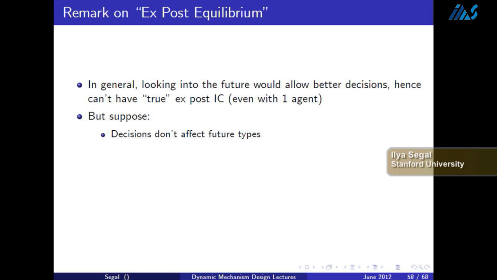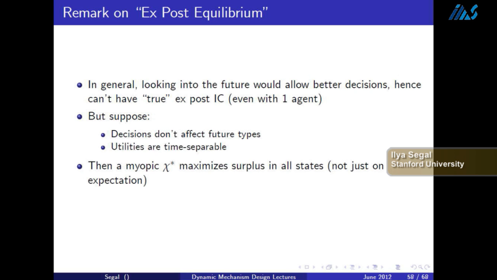But you can imagine some cases in which looking into the future does not help. For example, where the optimal decision rule is myopic. This is an example where decisions don't affect future types and you have time-separable utilities. Then in some sense, it's not a dynamic programming problem anymore, because it's enough just to make myopic decisions. There's some dynamics, but it doesn't affect that optimal decisions are easier. In that case, you can have a truly ex post incentive compatible mechanism.